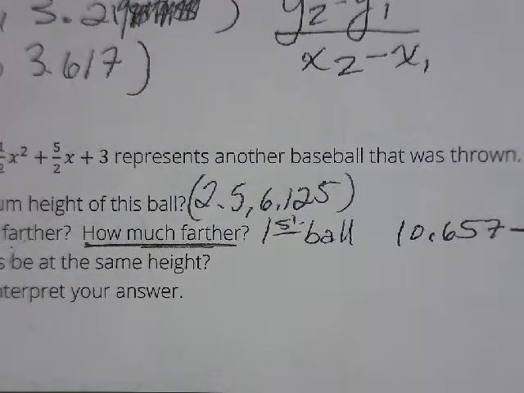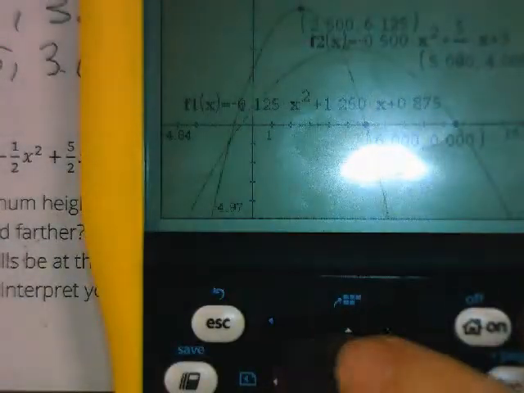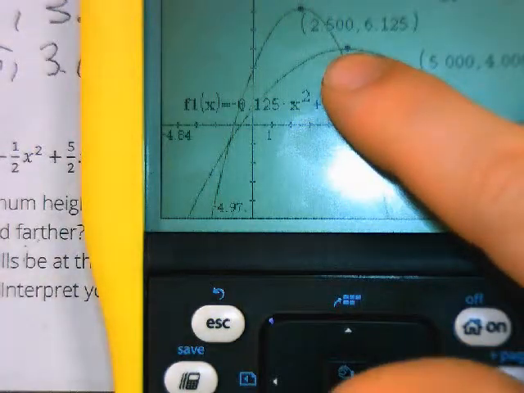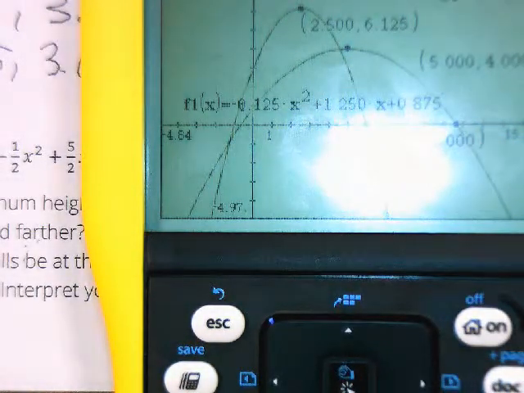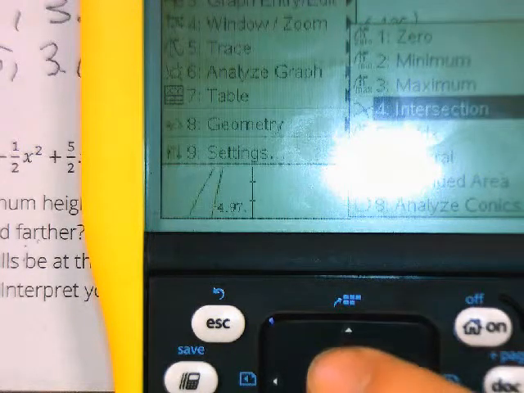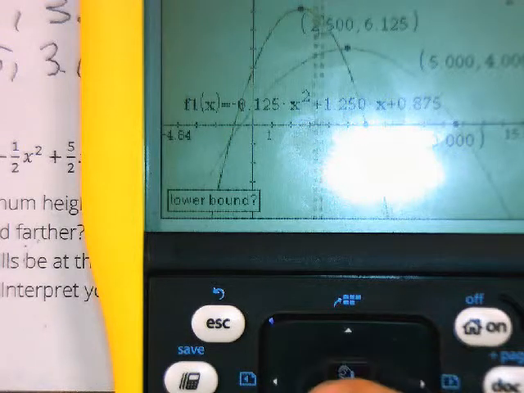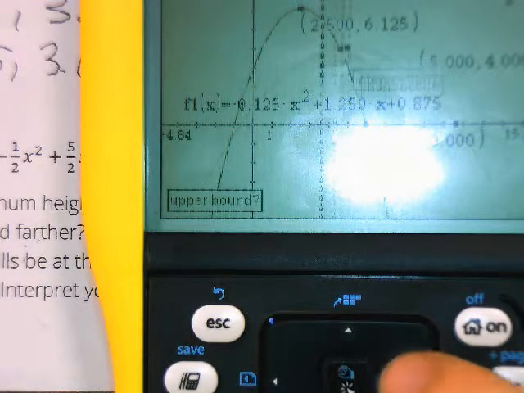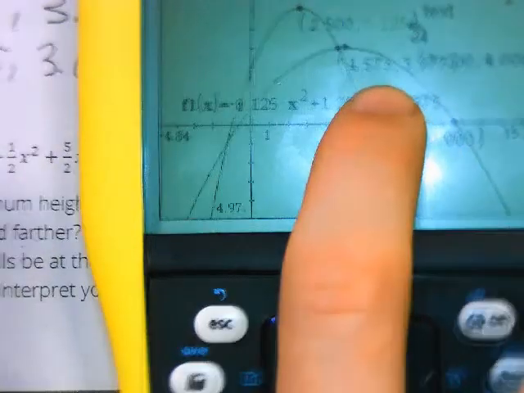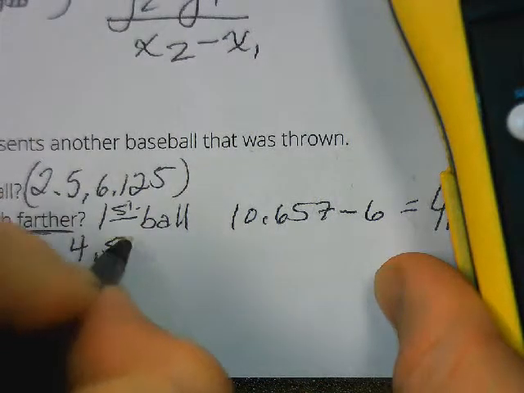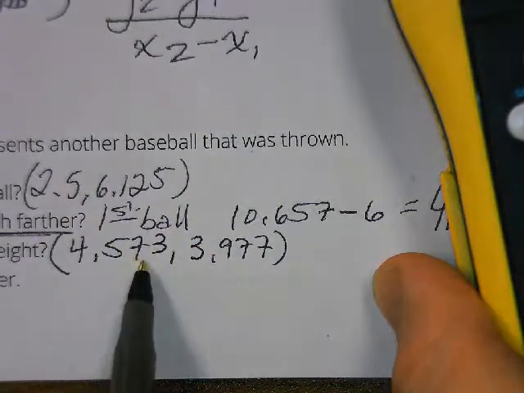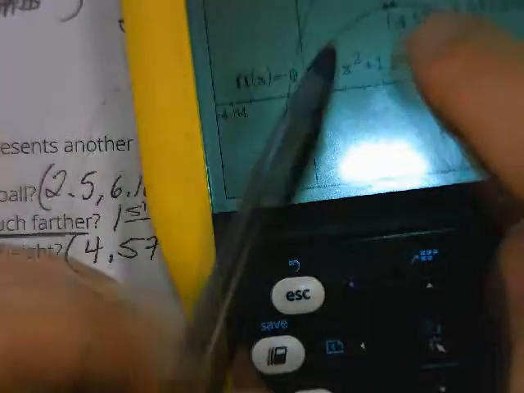When will the baseballs be the exact same height? So the only place that these two graphs seem to intersect is right here. And so we're going to have the calculator determine that for us. We're going to go to menu and then analyze graph. And then I want you to go to option 4, intersection. It's going to ask you to graph the lower bounds like you did. Click to the left and then click to the right. Again, when you do that, your coordinate point will come up of that intersection, and that's what you're going to write down. So 4.573 and then 3.977. That's going to be the coordinate point when they're both going to be at the same height. That's the only time that both of these graphs will connect with one another.